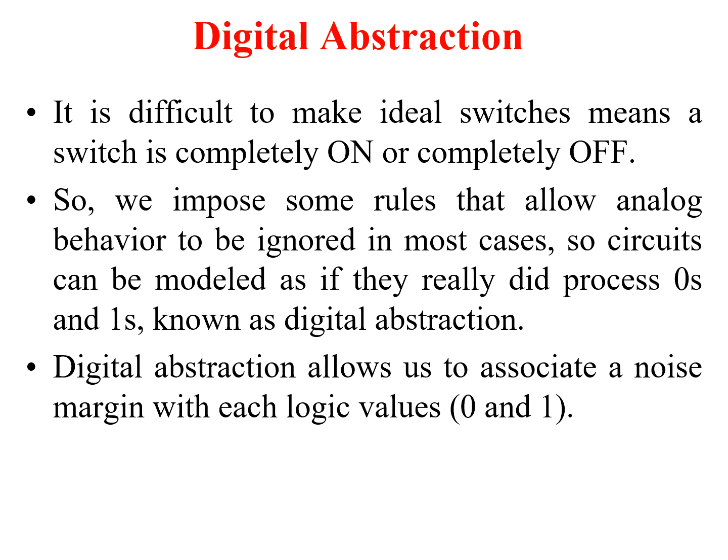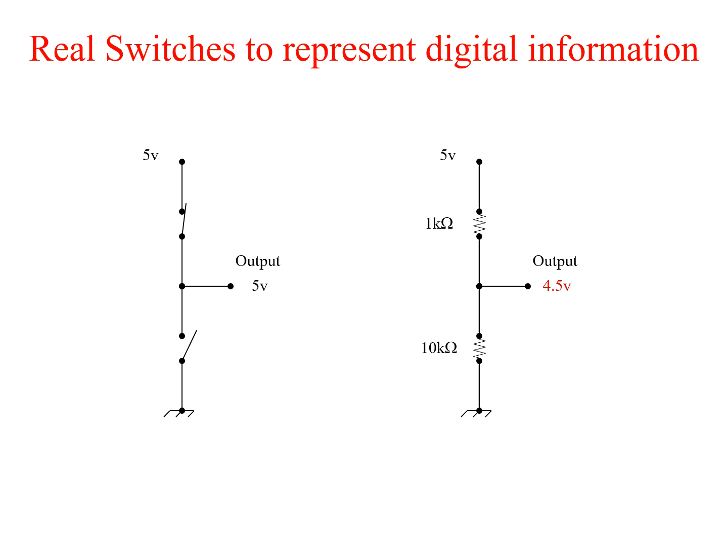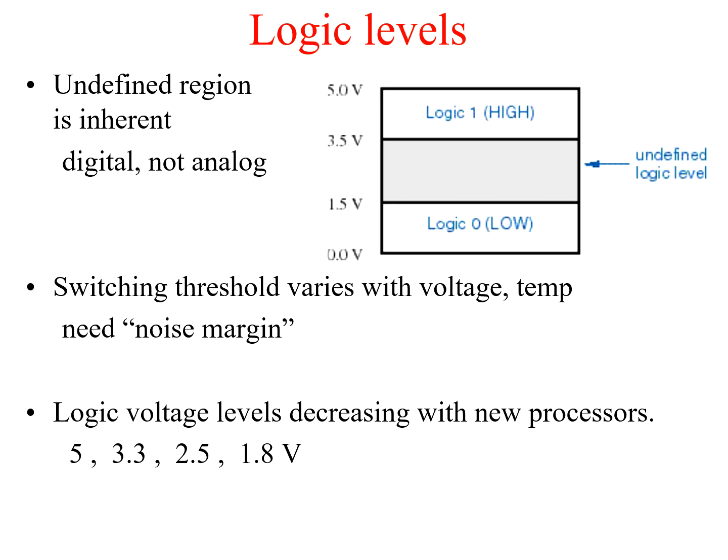Digital abstraction allows us to associate a noise margin with each logic value, zeros and ones. This is the digital representation of digital circuits with gates and logic levels. This is a digital logic which varies from 0 to 5 volts. From the low voltage of 0, it goes to 1.8, then 3.5, and then 5 volts.